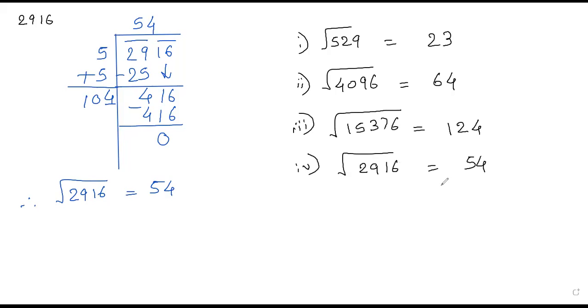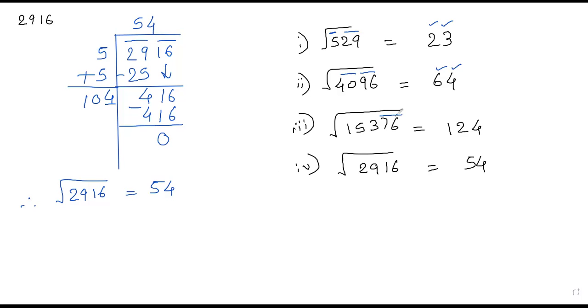Now I'm going to say a very important point. Stop doing all your work and pay attention here. Everybody will pay attention here. In 529, where was the first bar? Over 29, and over 5. How many bars? 2 bars. And how many digits in the answer? 2 digits. Here how many bars? 2. So 2 digits.